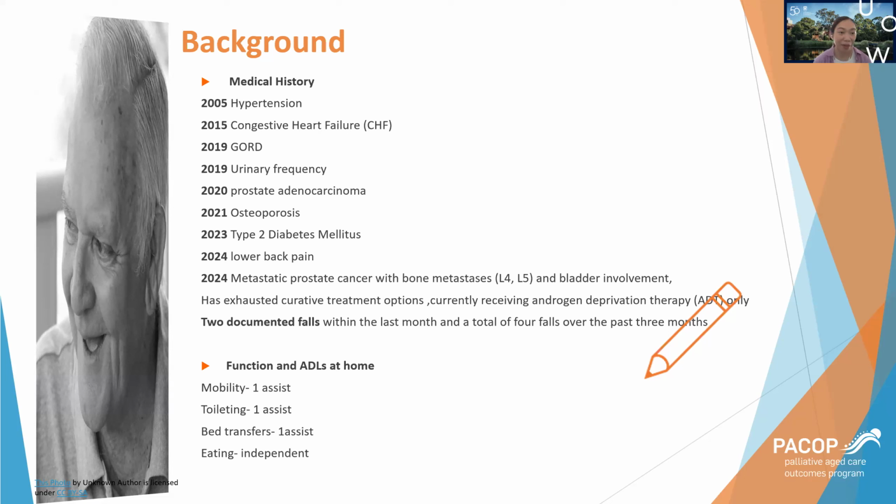For his function, though, Roy is fairly independent. Although when he's at home, he thinks he's independent, his wife has been assisting him with his mobility, toileting, and transfers, and he thinks he's fairly independent with his eating. However, his wife does all the cooking for him.